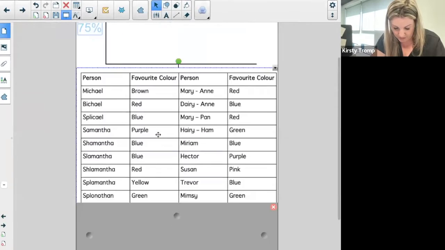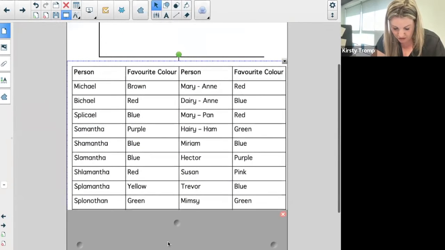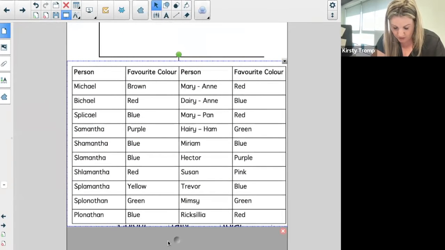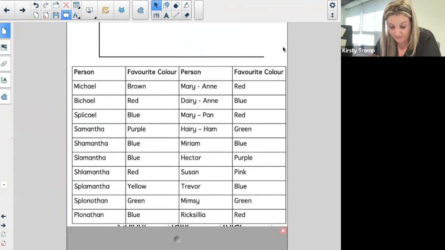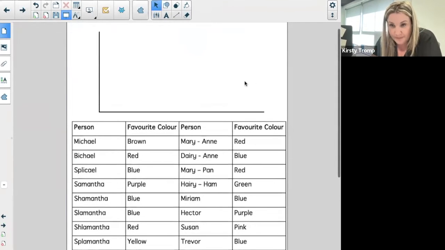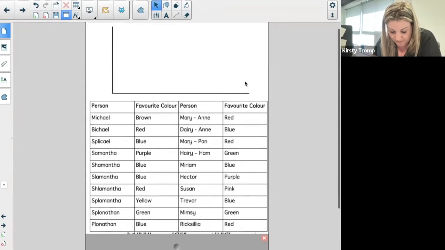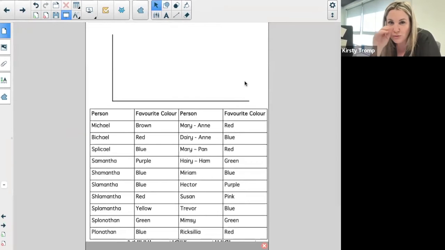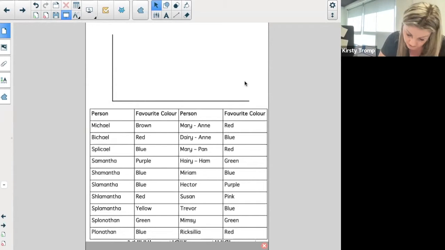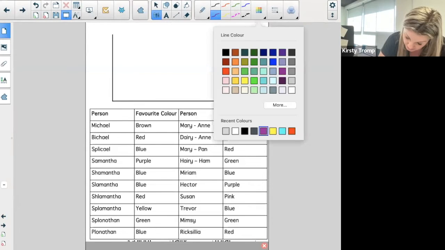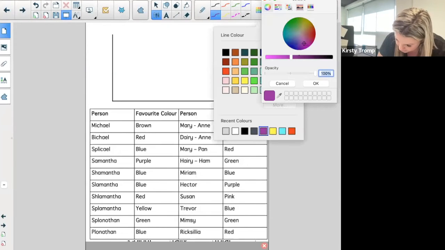All right, so there we go. Now we can see the information, and we've got our graph. It's asking us, guys, to create a dot plot to show how many people like each color. I'm going to start with the first one that it's got there. The first one they've got there is brown. So I'm going to go pick up a brown color here, see if I've got brown.